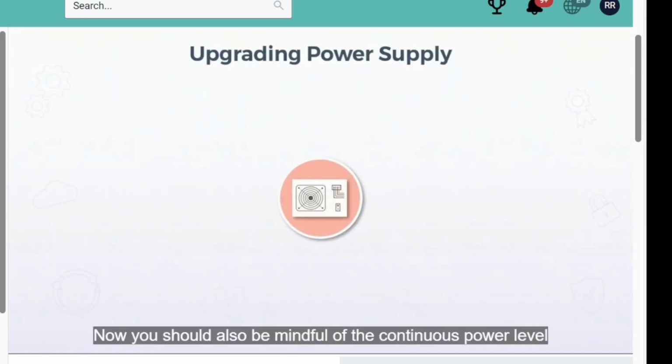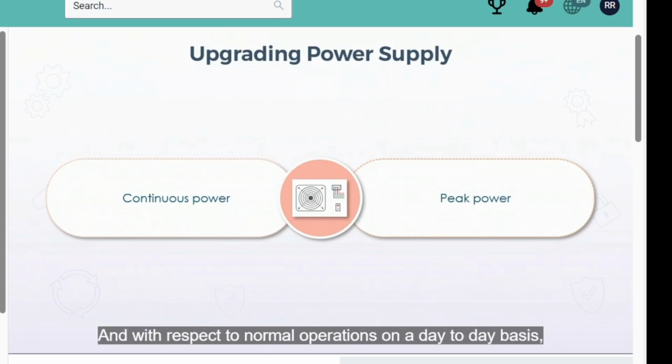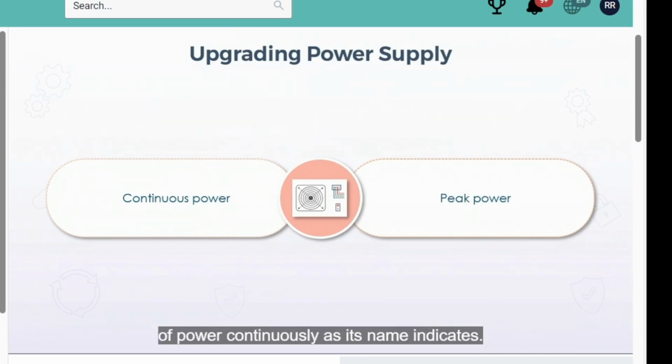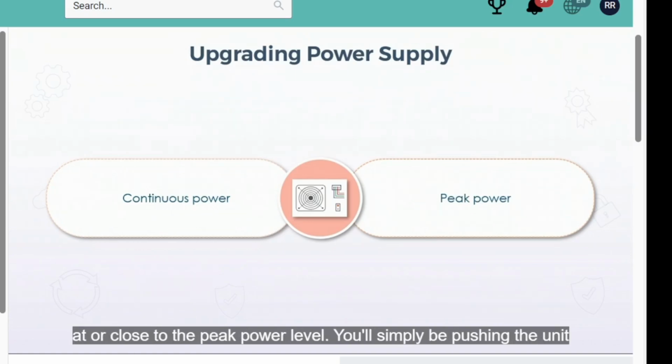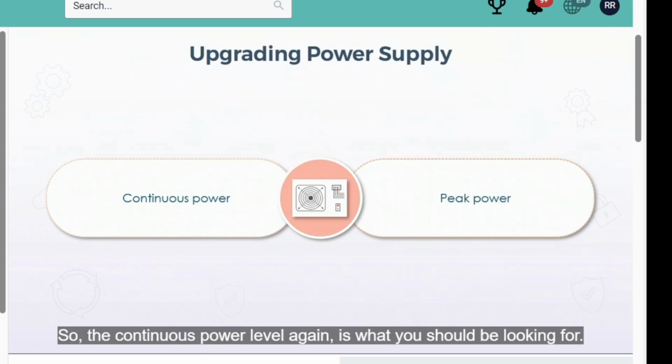Now, you should also be mindful of the continuous power level versus the peak power. Certain power supplies might indicate both. And with respect to normal operations on a day-to-day basis, the value you would want to be mindful of is the continuous power level. This essentially means that the power supply can reliably provide that level of power continuously, as its name indicates, but when necessary, it can peak up to a certain level. So you don't want to be running all the time at or close to the peak power level. You'll simply be pushing the unit too hard. So the continuous power level, again, is what you should be looking for.